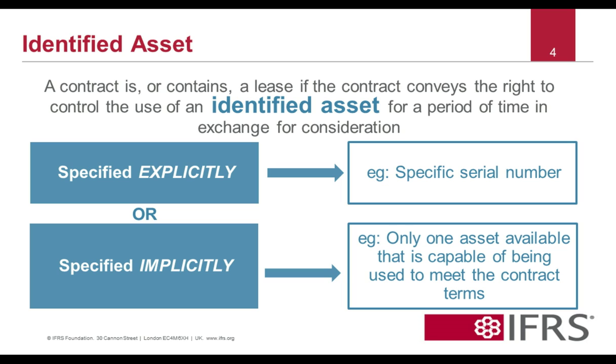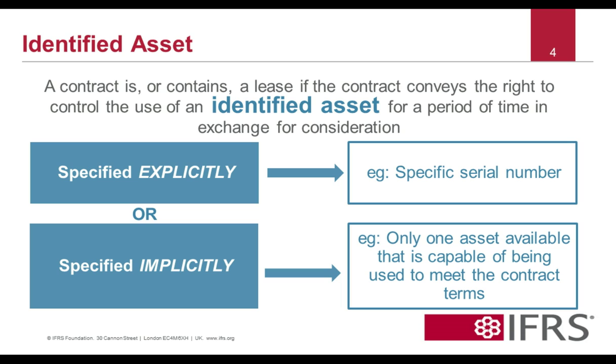Let's start then by looking at the requirements on whether a contract depends on the use of an identified asset. Could you summarise the IFRS 16 requirements here? Sure. There are two ways in which an identified asset might be specified in a contract. First, it might be explicitly specified. An example of this would be if the contract specified a particular asset serial number.